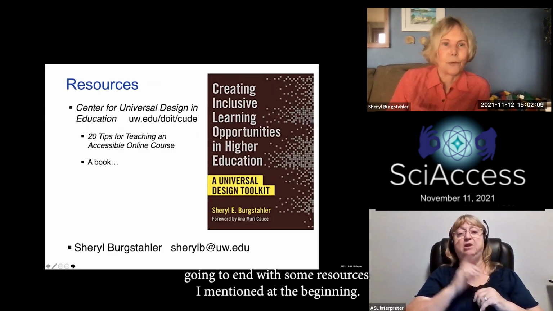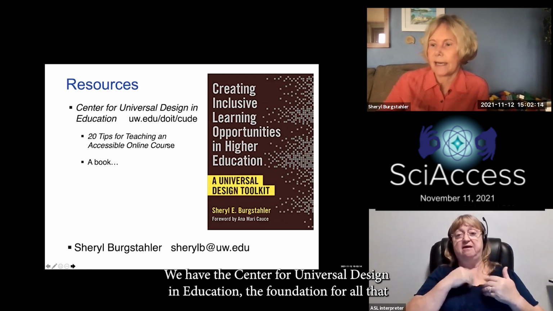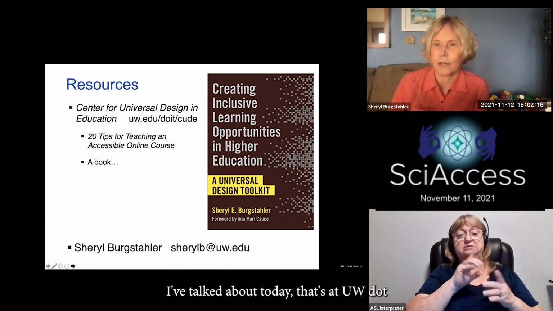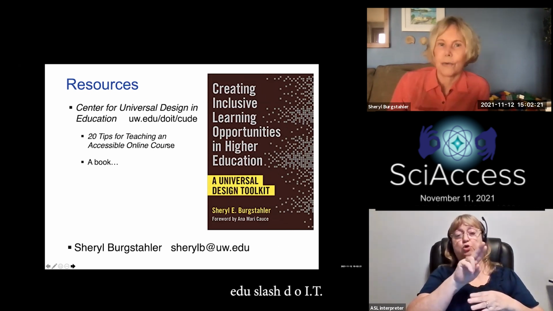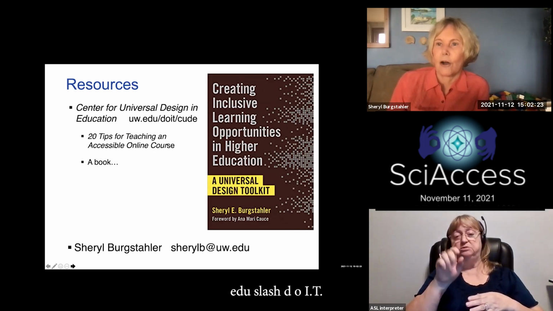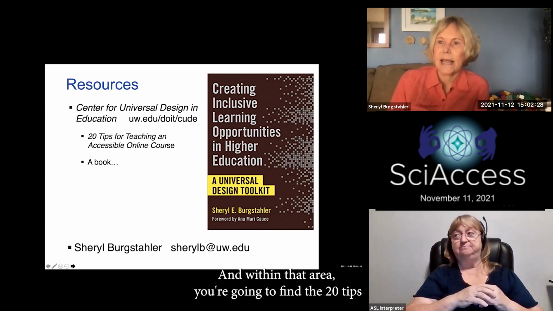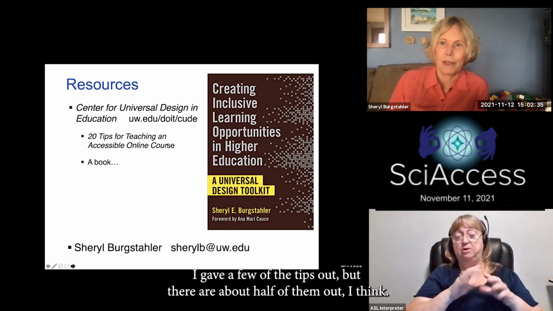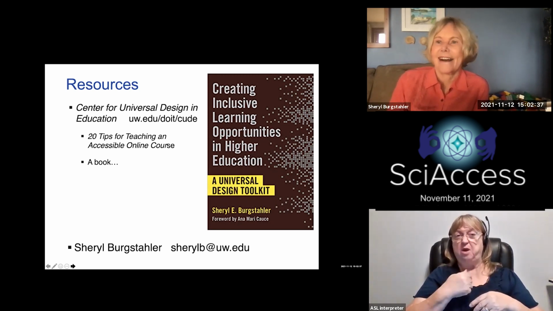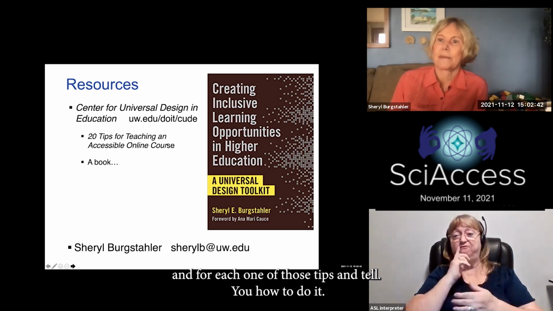So I'm going to end with some resources. I mentioned at the beginning, we have the Center for Universal Design and Education, the foundation for all that I've talked about today. That's at uw.edu/DOIT/CUDE. And within that area, you're going to find the 20 tips for teaching an accessible online course. I gave a few of the tips out, but I gave about half of them out, I think. But you can find that document. And in the document, for each one of those tips, it tells you how to do it.